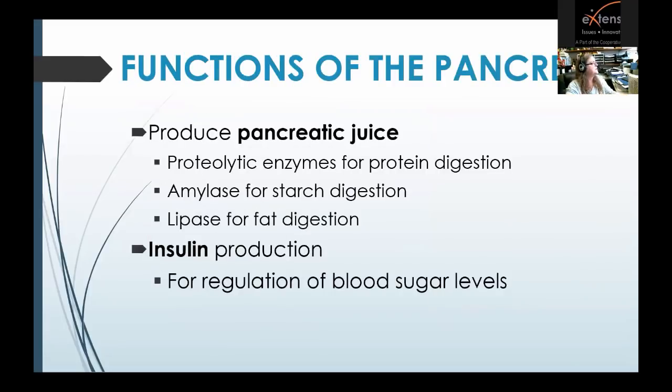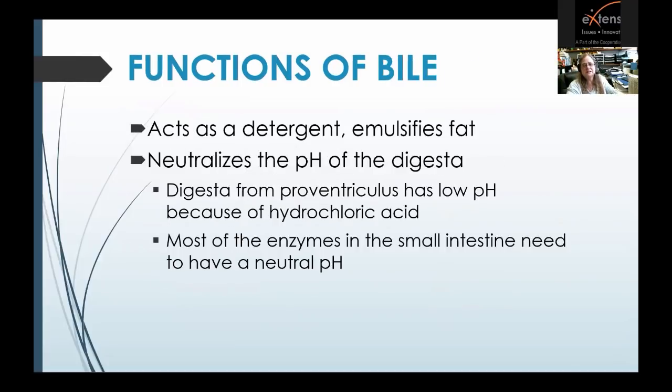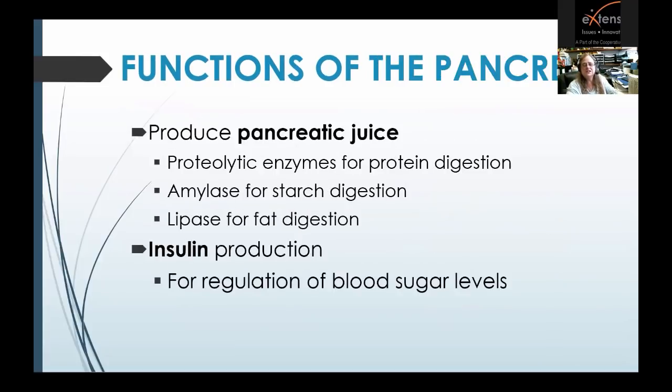Okay, so the pancreas, as I said, produces the proteolytic enzymes involved in protein digestion, the amylase for starch digestion, and the lipase for fat digestion. Pancreas, of course, everybody knows is involved in insulin production for the regulation of blood sugar levels. But in the digestive system, it's for the pancreatic juices that are released into the duodenum.